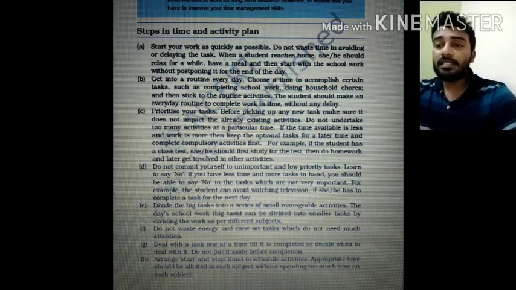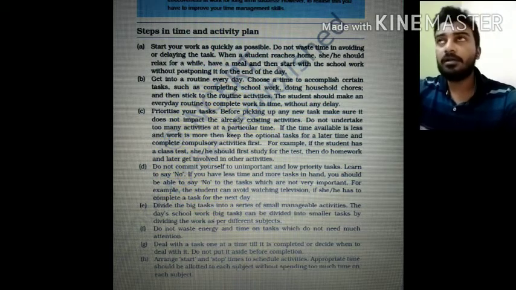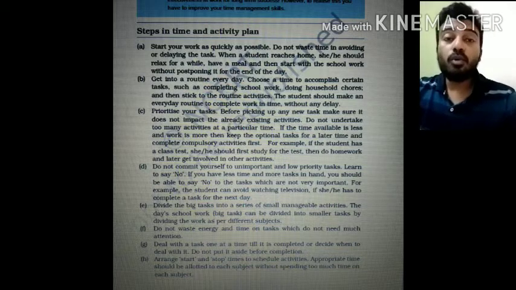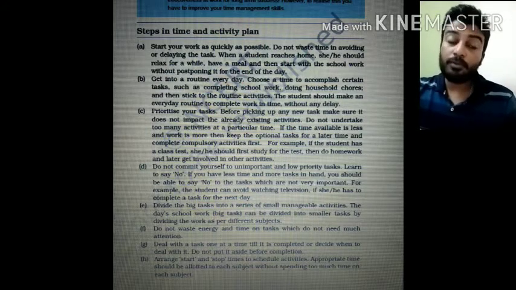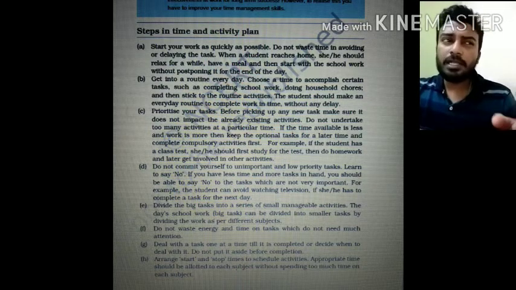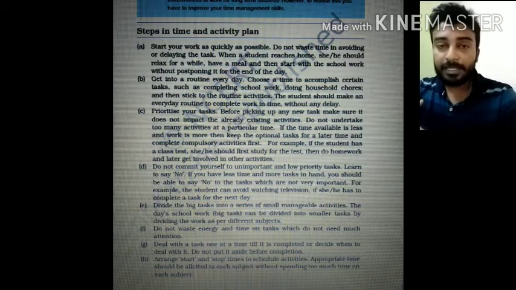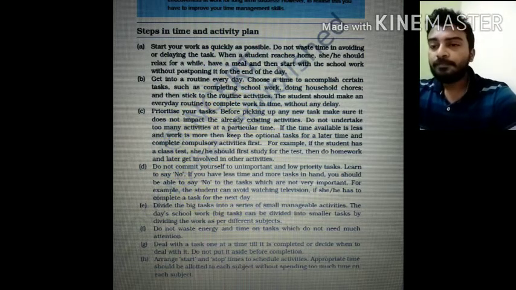Now learn to say no. Suppose your peer group has come to your home and they are asking, come on, let's go outside, we'll have some chat and all. You can say yes sometimes. Suppose you want to go to play in the evening, you can go, but don't leave the tasks which are important for you. Complete those and then you can go to your refreshing activities.